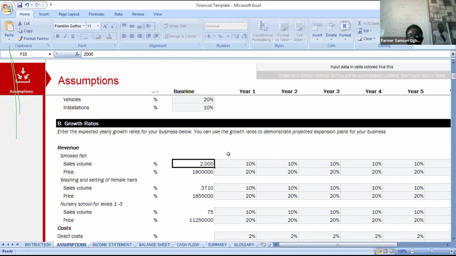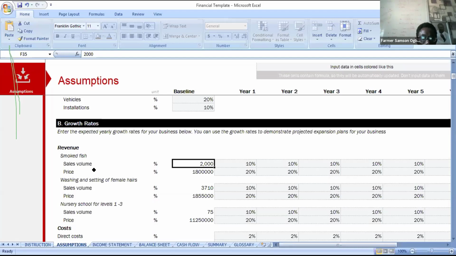3,710. For the person in nursery school that owns KG 1, 2, 3, you have 75 students, 25 in KG 1, 25 in KG 2, 25 in KG 3. You have already told yourself you charge each student 150,000 naira per session. Let's assume 150,000 naira for the whole year, an assumption. So if you are charging 150,000 naira for the whole year, it means 150,000 naira times 75 students. I don't know if I've answered that question.